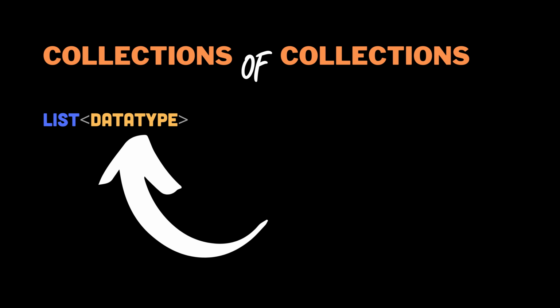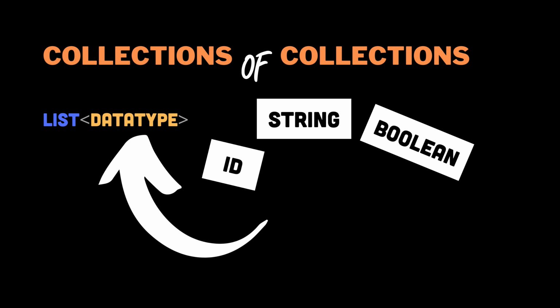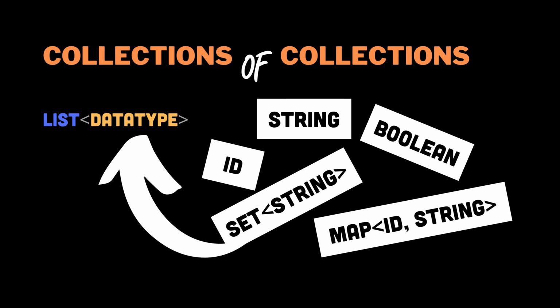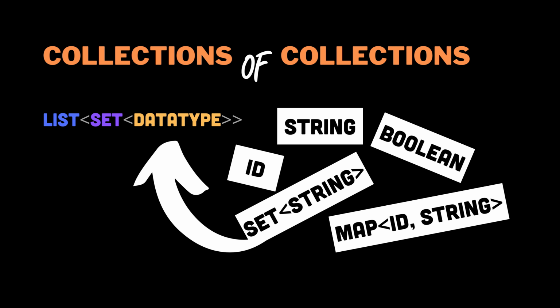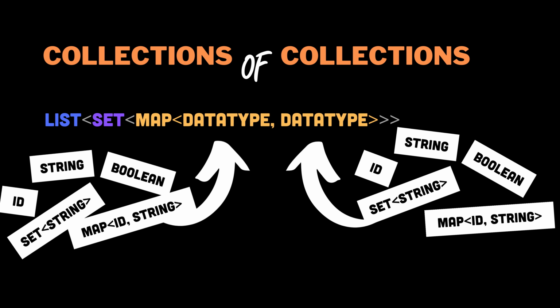Let's start with collections of collections. Here we have a list that accepts a data type. And we know that data type could be anything, a primitive or perhaps a collection. We have already seen how we can use primitive data types, but this time let's replace the data type with a collection. For example, a set. To make things more interesting, we can assign another collection to the data type, perhaps a map, and the nesting can go on and on.